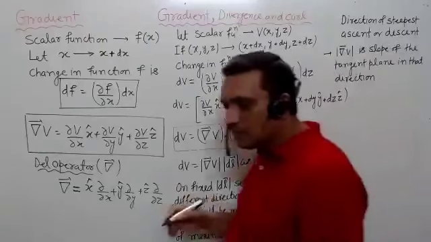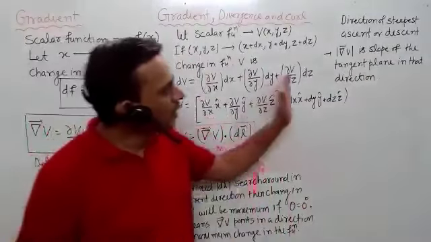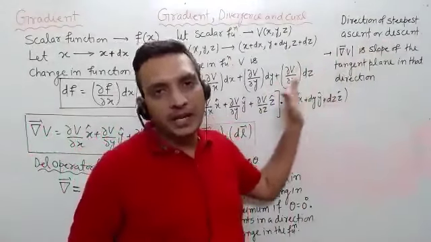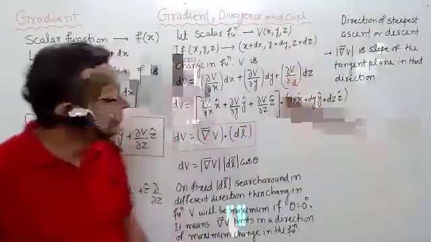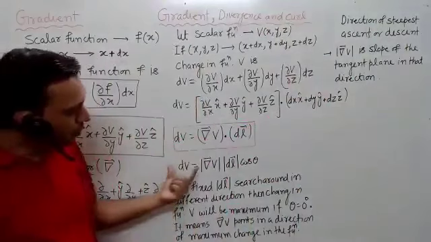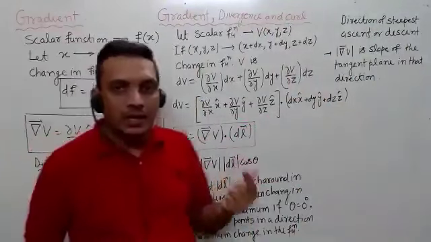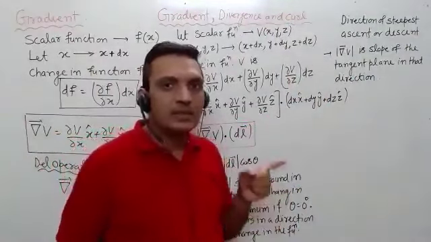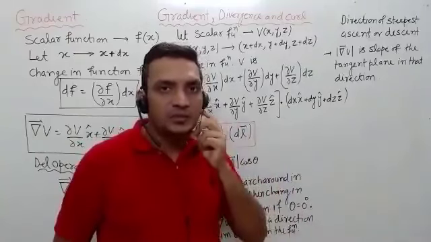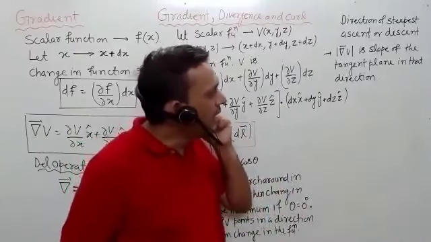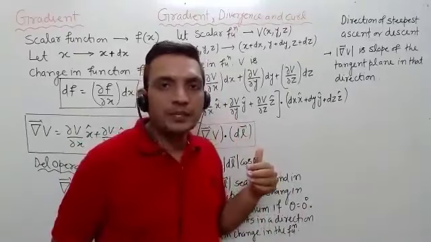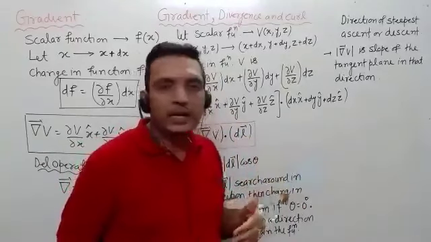Mod gradient V represents the slope of the tangent plane in the maximum direction. So you know gradient has magnitude and direction. Direction is along which there is maximum change in the function, and mod gradient V represents the slope of the tangent plane in that direction.